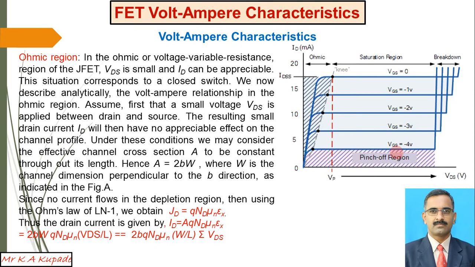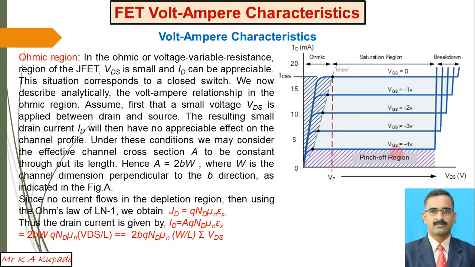Now, since no current flows in the depletion region because of the reverse bias condition, using Ohm's law we obtain the current density as mentioned here, and from that current density you can consider the drain current ID, by considering the width, channel bar length and all those parameters, the donor electrons, permittivity, all that we are considering here.